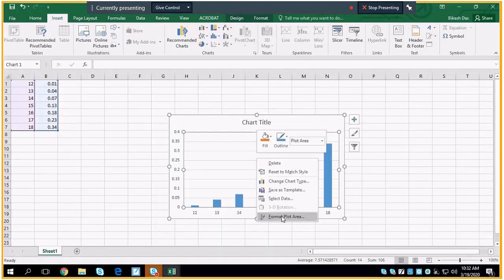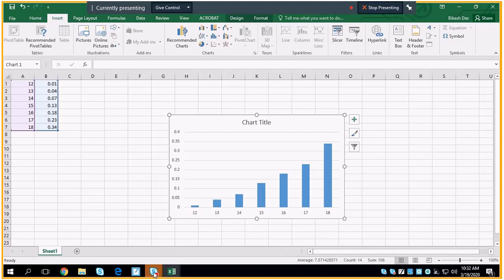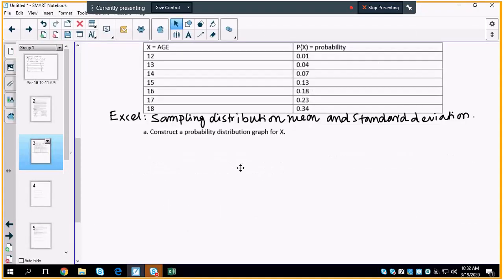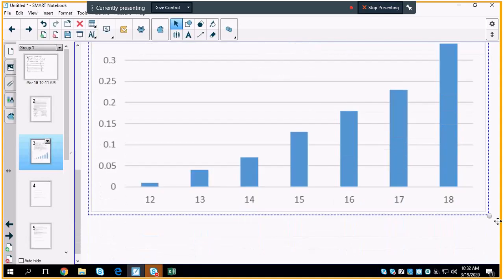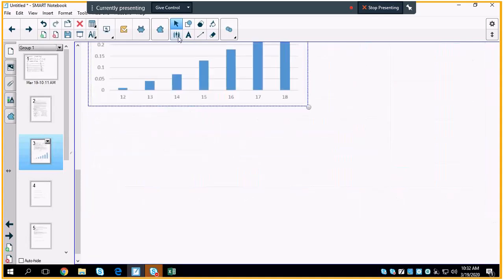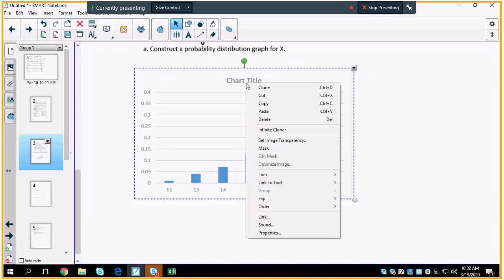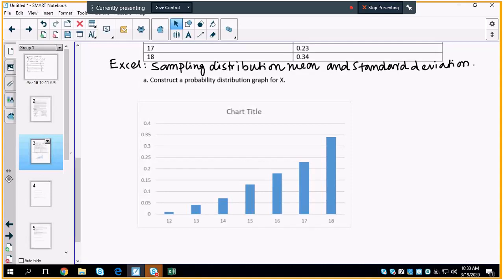Let me do one other thing. Let me just copy this bar area and paste it on our lecture note. All right, so as you can imagine, we already have the construction of the probability distribution graph for the random variable X. So let's carry on.